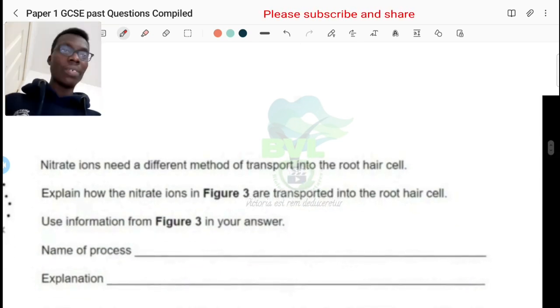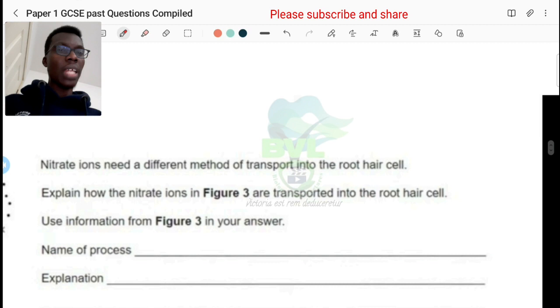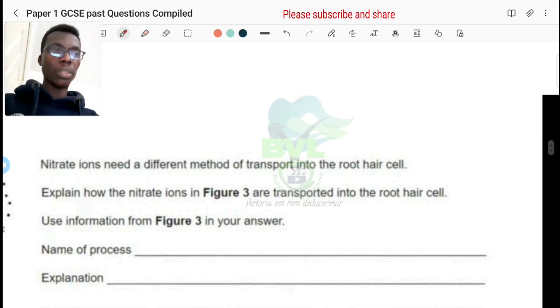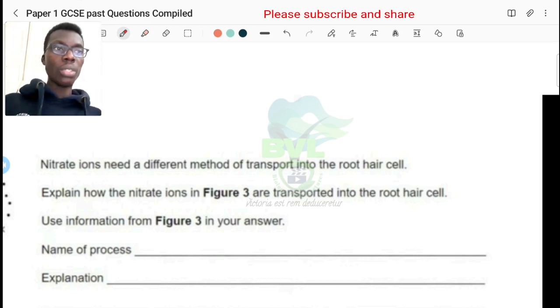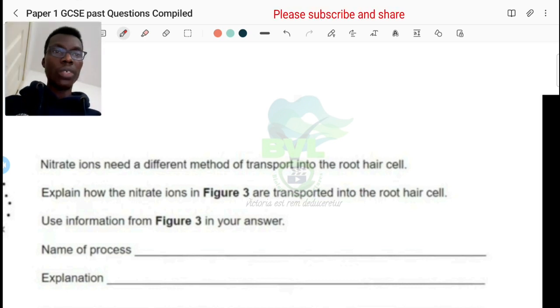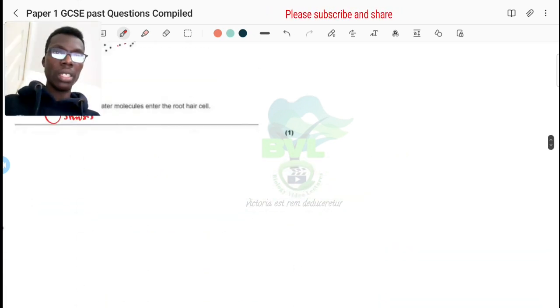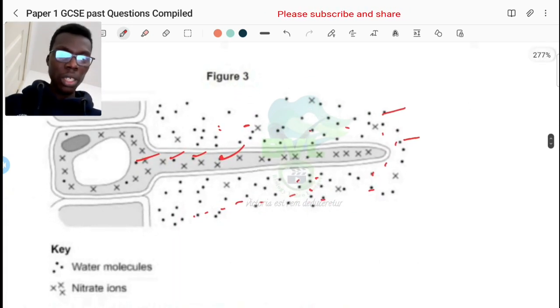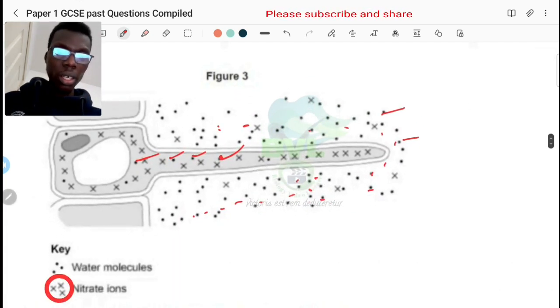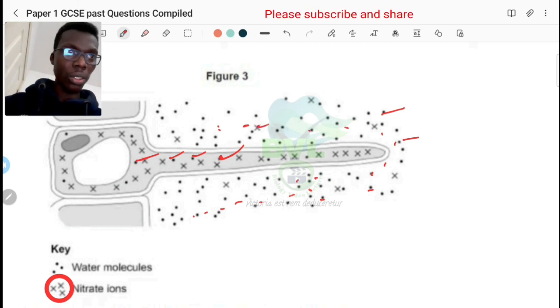Nitrate ions are different. Nitrate ions need a different method of transport into the root hair cell. Now explain how the nitrate ions in figure 3 are transported into the root hair cell. Use the information in figure 3 to answer your question. So here, see this. So we have nitrate ions, which is the key. So these are the nitrate ions. So what does that mean?